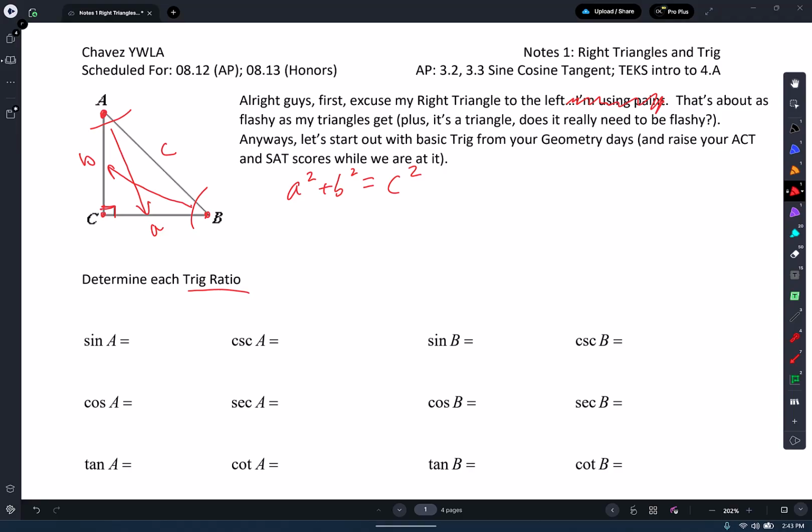Now, these are called trig ratios. A ratio is just a fraction, something on top, something on bottom. So maybe Mr. Quinones has told you to use this acronym called SOHCAHTOA. It's just an acronym to help you. So how do you use it? The S stands for sine, the O stands for opposite, the H stands for hypotenuse. So sine is opposite over hypotenuse. The C stands for cosine, the A stands for adjacent, the H stands for hypotenuse. So cosine is adjacent over hypotenuse. The T stands for tangent, the O stands for opposite, the A stands for adjacent. So tangent is opposite over adjacent.